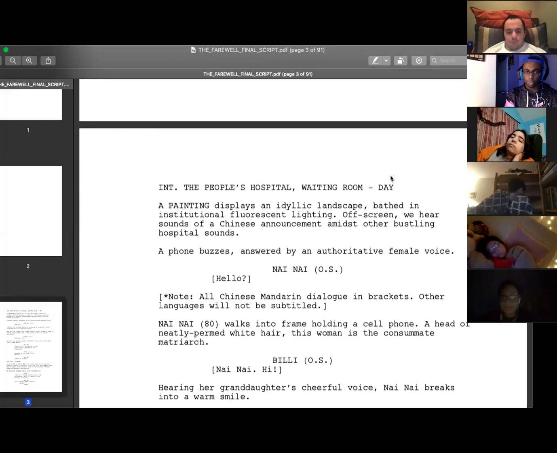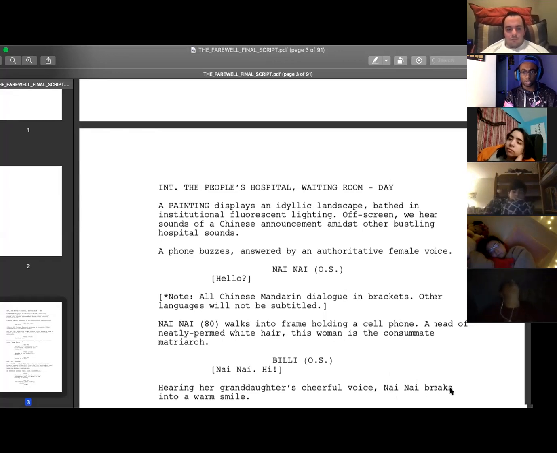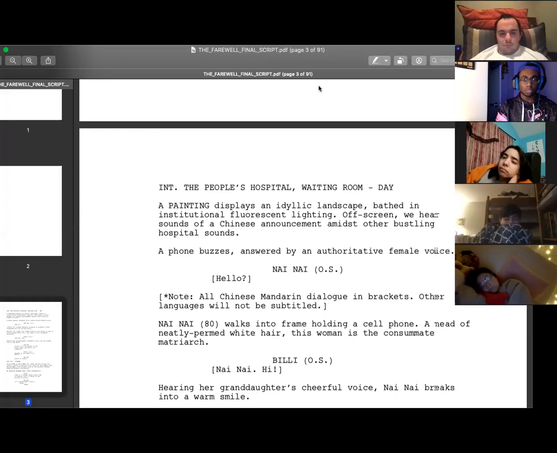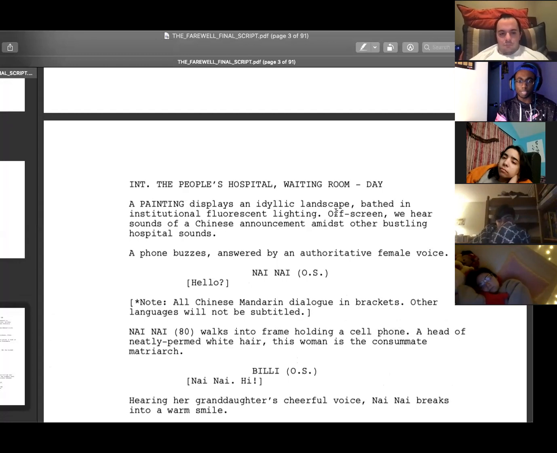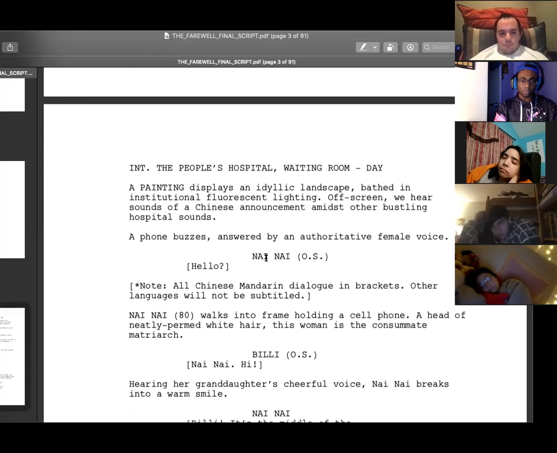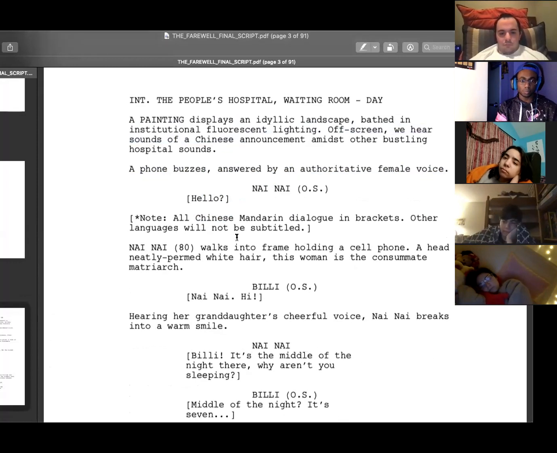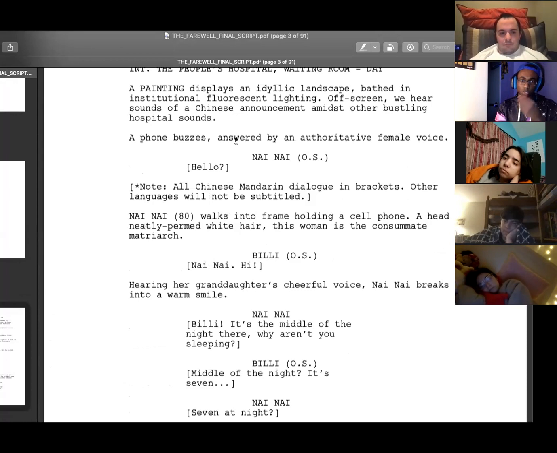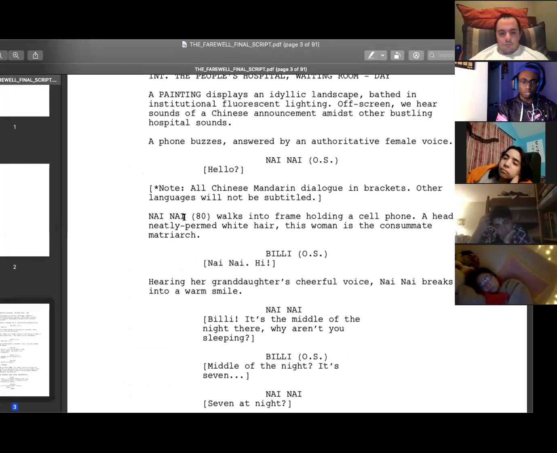And with this one, similar beginning, at least a little bit, to The Truman Show, just establishing setting first, not even talking about the character quite yet. Painting displays an idyllic landscape. It's a little more descriptive about what's going on in the place. She put the age just in brackets, didn't put it in commas, so it wasn't part of what's actually read.